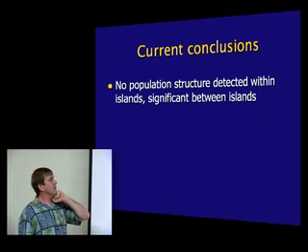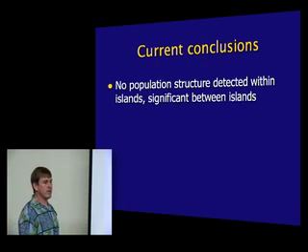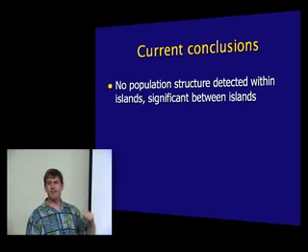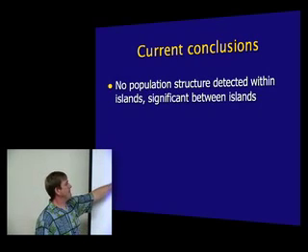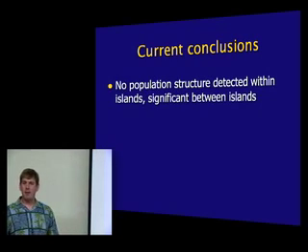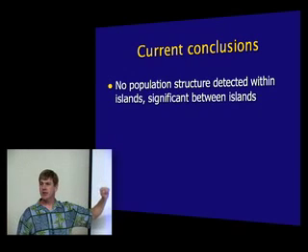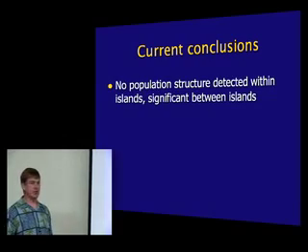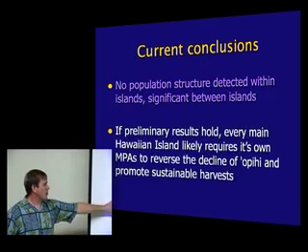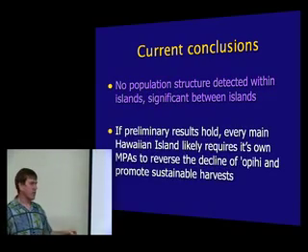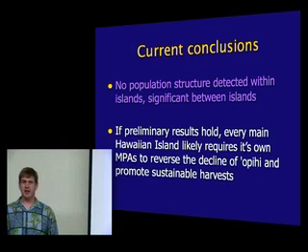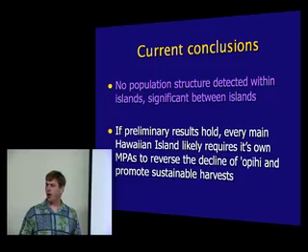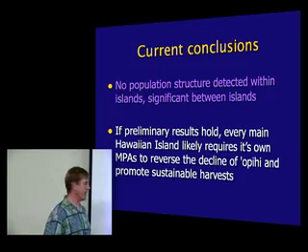So in terms of the current conclusions based on the data that we've been able to analyze so far, and the rest of it has still to be analyzed, so I emphasize this is preliminary, we see currently no population structure within a single island, but significant structure between each of the islands that we've been able to analyze so far. And if this preliminary result holds, what that suggests is that every main Hawaiian island needs to have its own MPA in order to have any effect on the spawning and the harvest on the other islands.